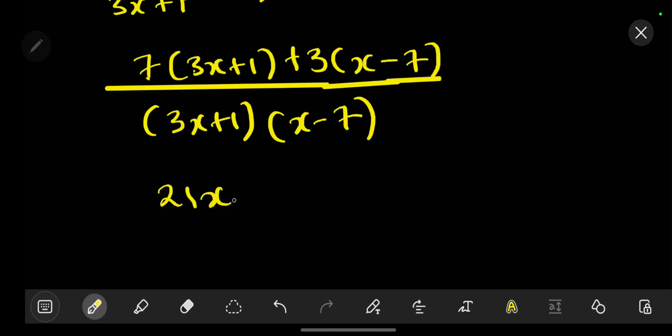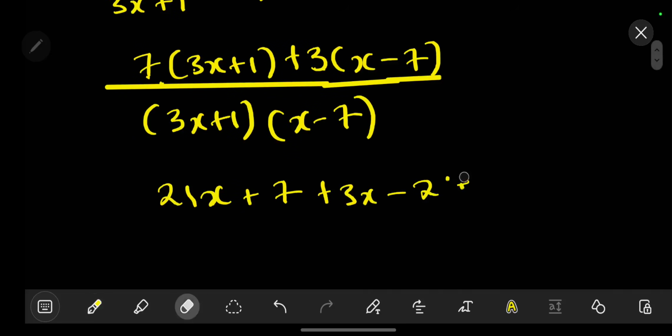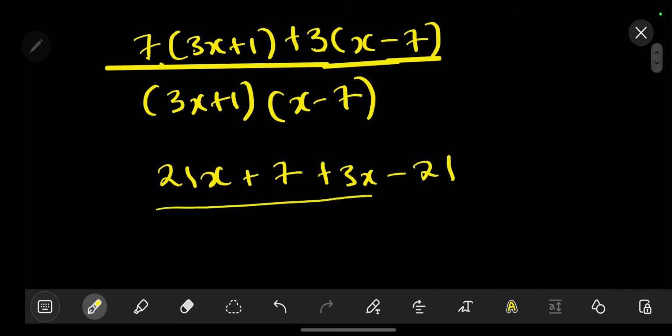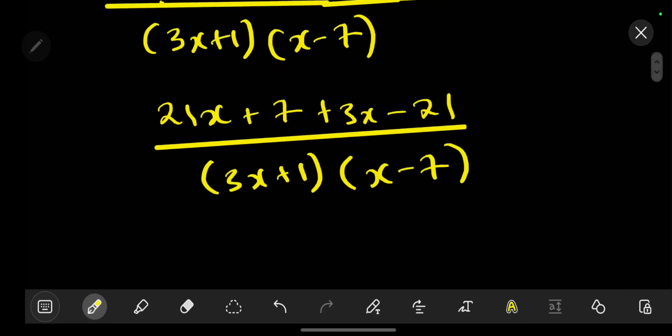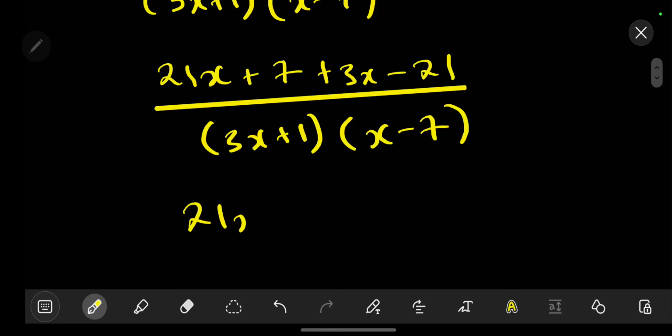Then we have 7 times 3, which will give us 21x. 7 times 1 gives us plus 7. Then 3 times x gives us 3x. 3 times negative 7 gives us negative 21. Then all of this is over 3x plus 1 times x minus 7. As we subtract this, we have 21x, 7 minus 21.